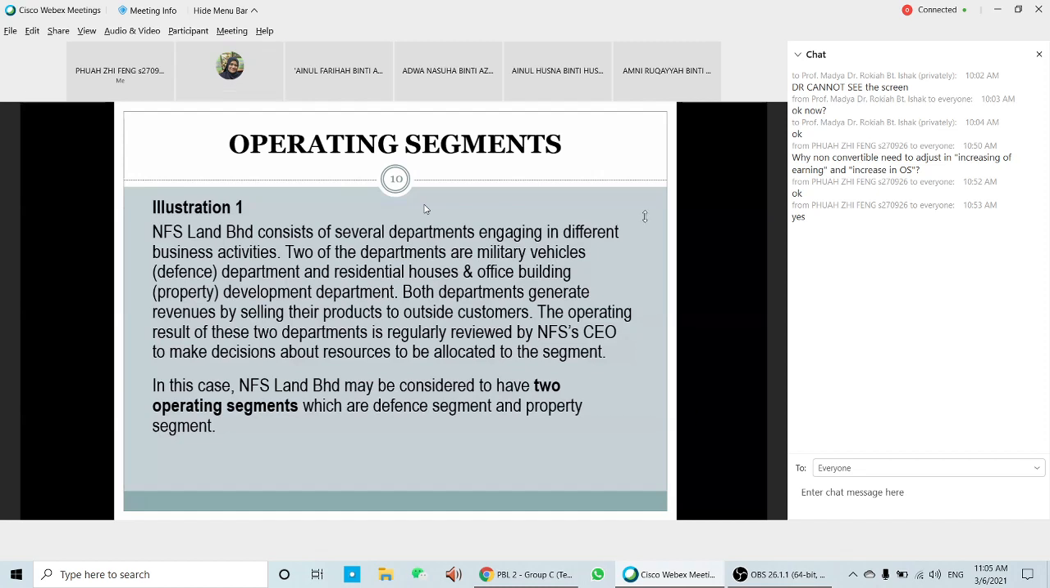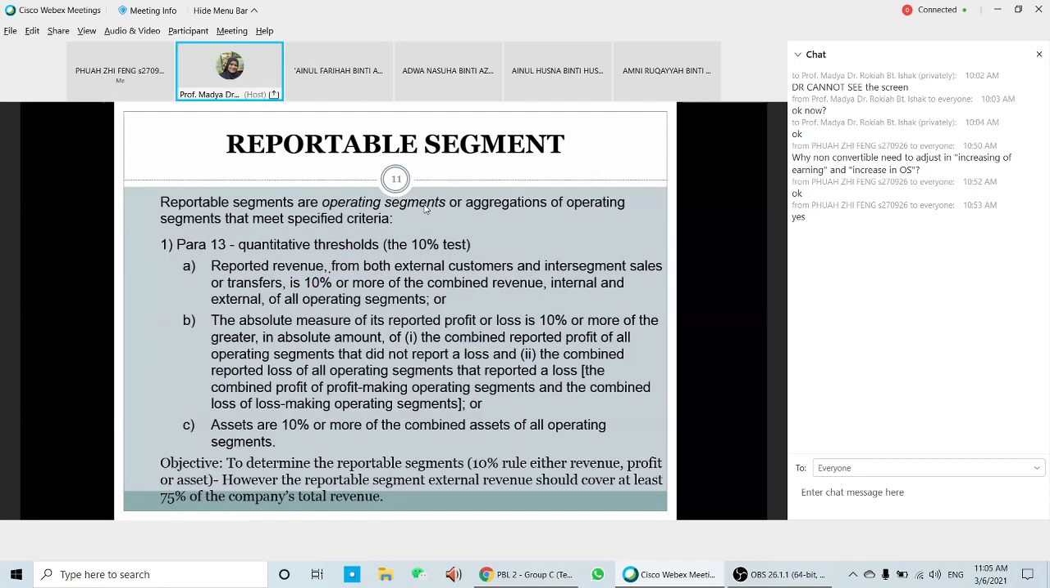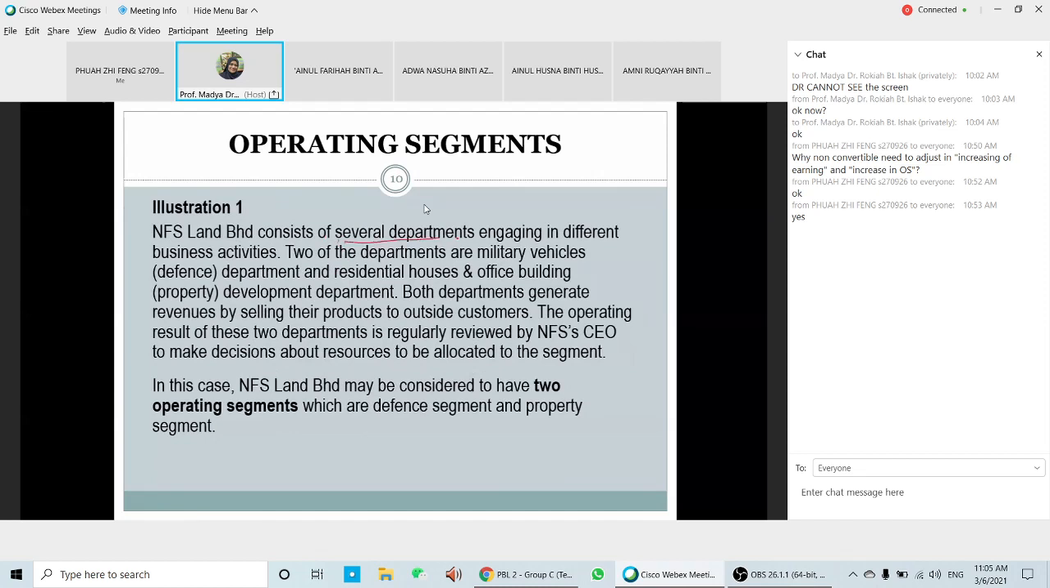SF Land consists of several departments, each engaging in a different business activity. Two of the departments are military vehicles, which is called the defense department, and residential housing, houses and office buildings, which is the property development department. Both departments generate revenue by selling their products to outside customers. This is the first criterion: each of the departments generates its own revenue.